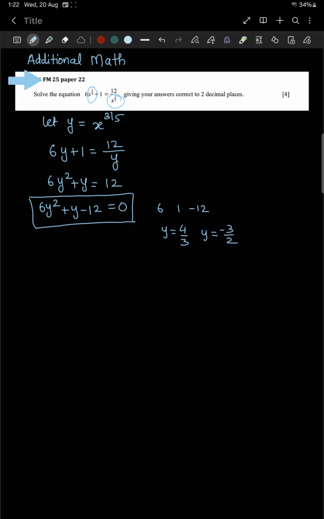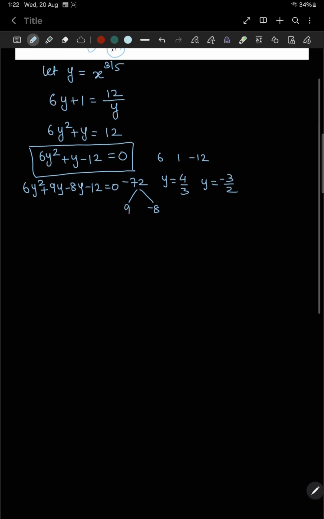Alternatively, if you don't have the feature of solving polynomial in the calculator, you can factorize it. Now for factorizing, I multiply minus 12 and 6, I get minus 72. The two numbers which when multiplied give me minus 72 and added give me 1, those are 9 and minus 8. And therefore I write 6y squared plus 9y minus 8y minus 12 equals to 0.